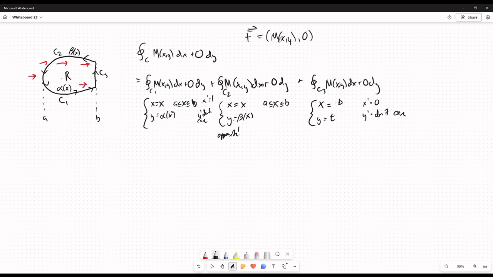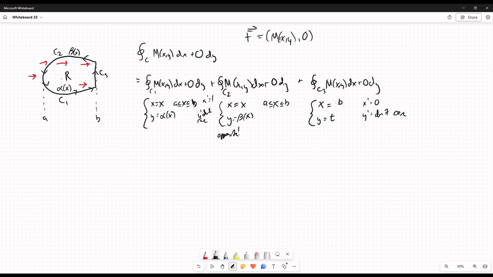So I've written out what I have here. I can break the curve into three parts. I have this bottom part, which is a curve as a function of x. I have this top part, which is a curve as a function of x. And then I have this vertical strip, which isn't a function of x. So let's see what happens. I'll split my line integral up into three parts over those three curves.